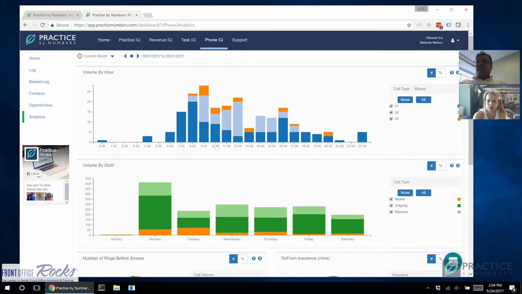Okay, what is the call type? What is that 1, 2, and 3 on the right? Those are the line numbers. Oh, okay. Which line? Yeah, which line is the call missed on?